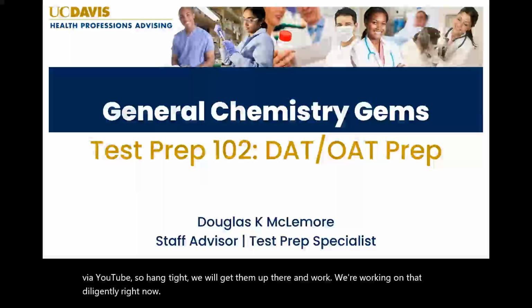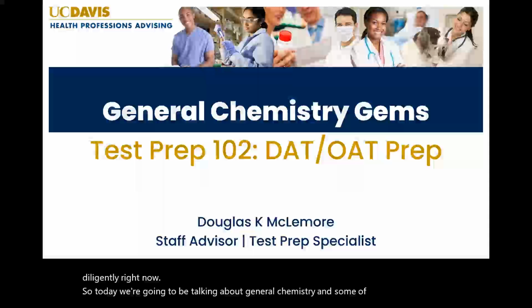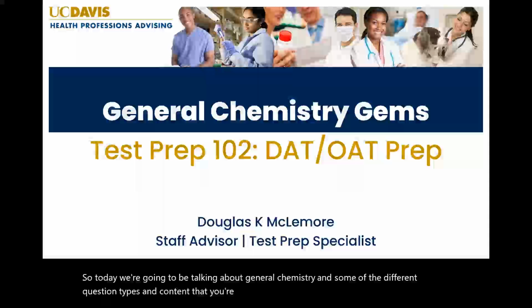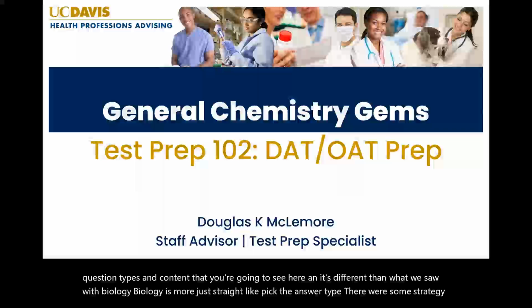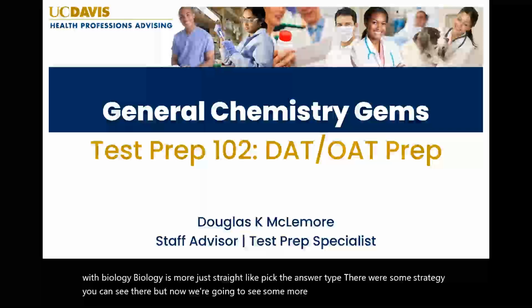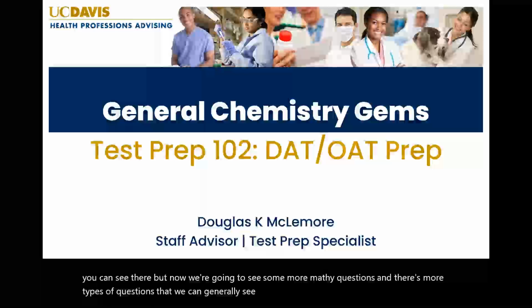So today we're going to be talking about general chemistry, some of the different question types and content that you're going to see here. And it's different than what we saw with biology. Biology is more just straight, like pick the answer type. There was some strategy we could see there, but now we're going to see some more mathy questions, and there's more types of questions that we can generally see in GChem.